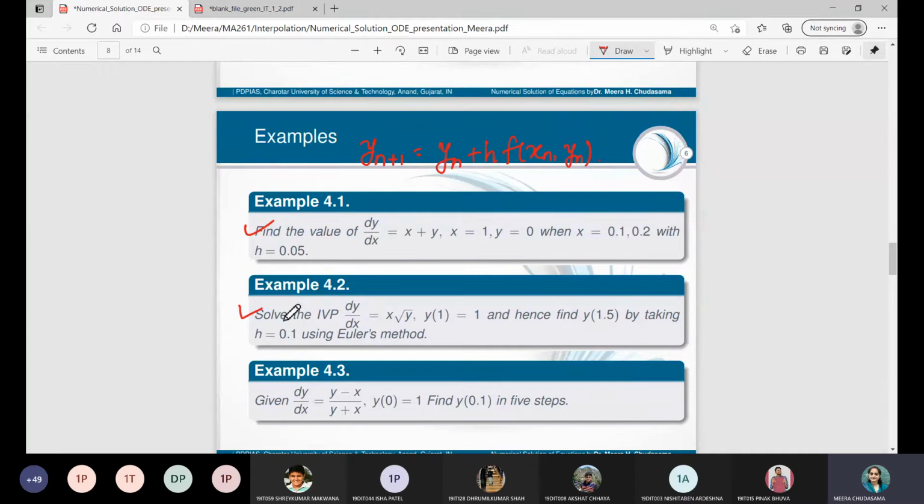Otherwise, directly see in this example: solve the IVP and hence find this by taking Euler's method. So here you are not asked to compare it with the analytical solution. I have just given you this information; if it is asked, then you have to compare. Otherwise, there is no need to compare it with the analytical solution.